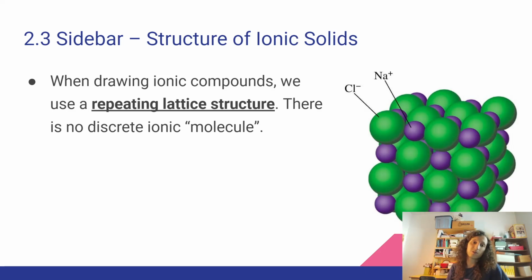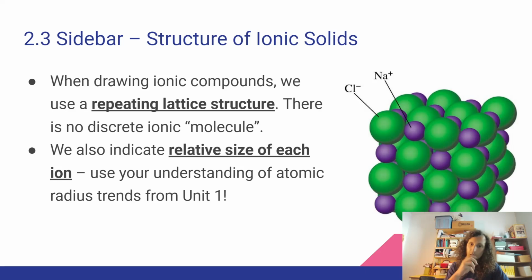In ionic solids, there's no discrete ionic molecule. That means there's just this repeating pattern, right? It just keeps going to the left, and then it keeps going down, keeps going in, keeps going left. It's just the same pattern repeating. Harkening back to our discussion on particle diagrams in Unit 4, we want to indicate relative radius, right? So I know chlorine's bigger than sodium. I should show that in my lattice structure example.